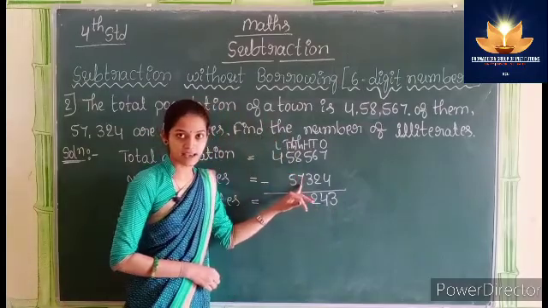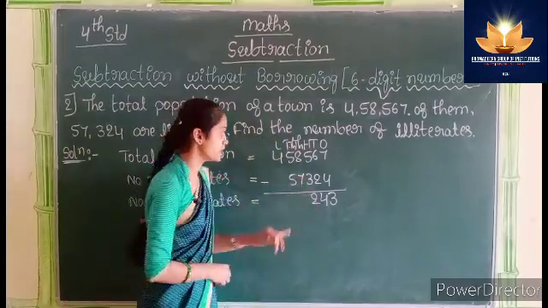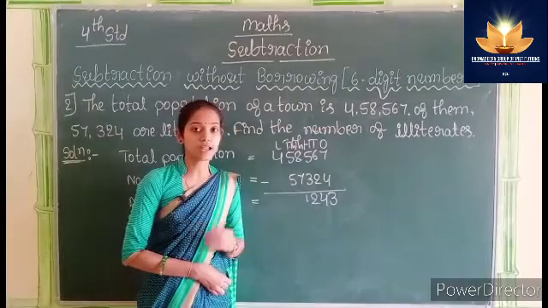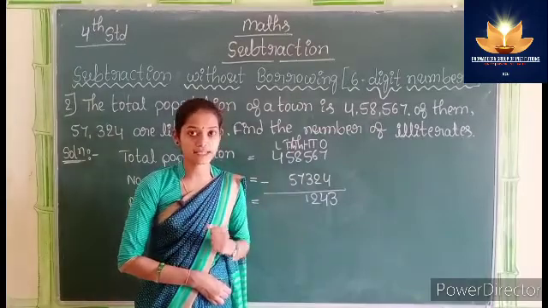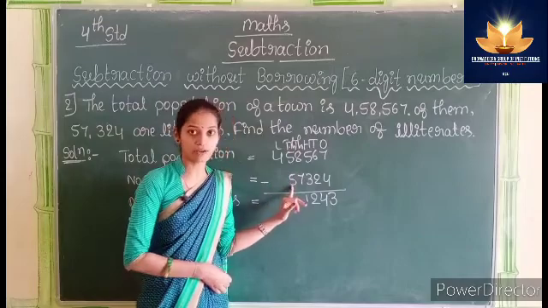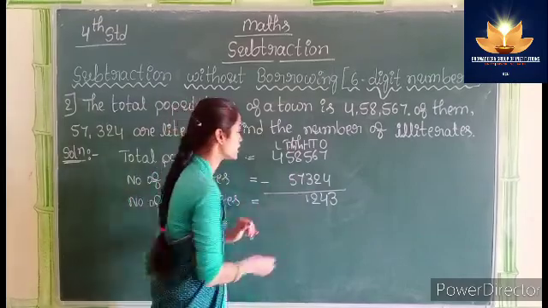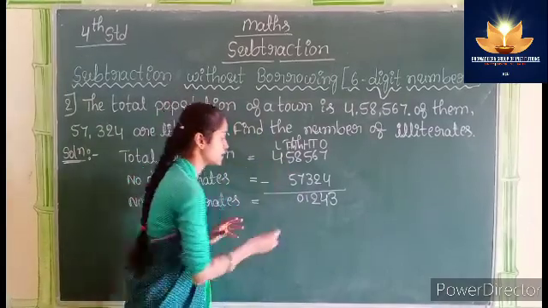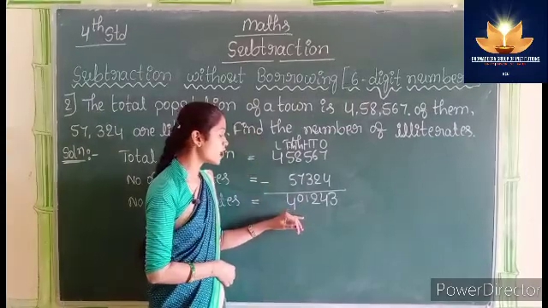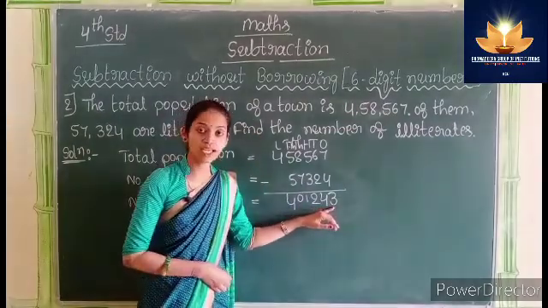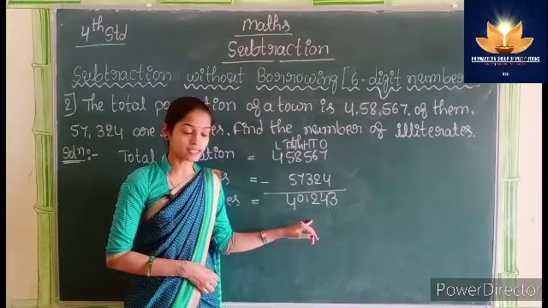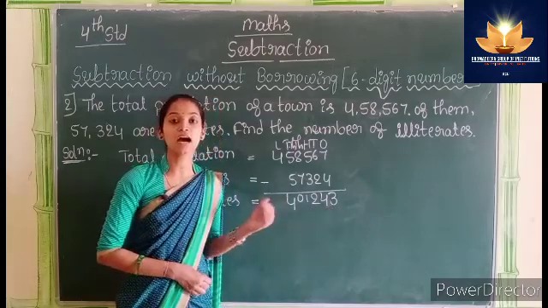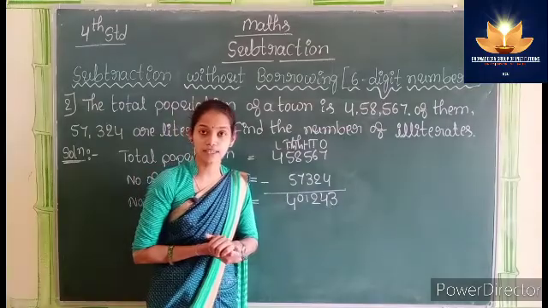8 minus 7 that is 1 and that 1 should be written in thousands place. 5 minus 5. When we subtract a number from itself, the difference is 0, right? So 5 minus 5 that is 0 and that 0 should be written in 10,000s place. Here we have 4 lakhs. So write 4 as it is in lakhs place. We get 4,01,243. The number of illiterates in the town is 4,01,243. This is how we can subtract 6-digit numbers without borrowing.